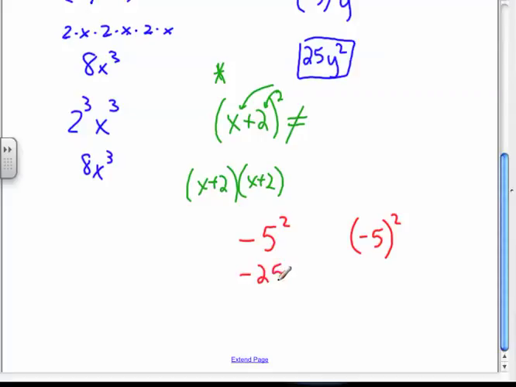When you punch in negative 5 in parentheses squared, you get positive 25. And that's because the negative gets squared with it. Be careful with that.